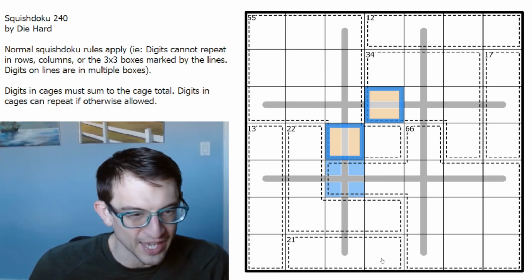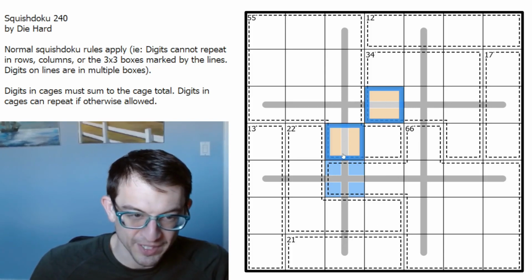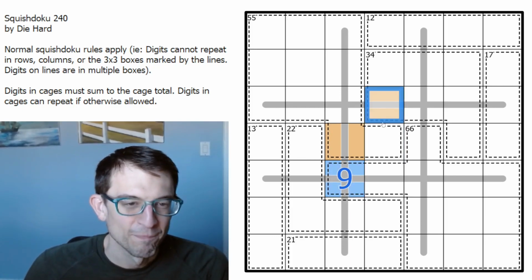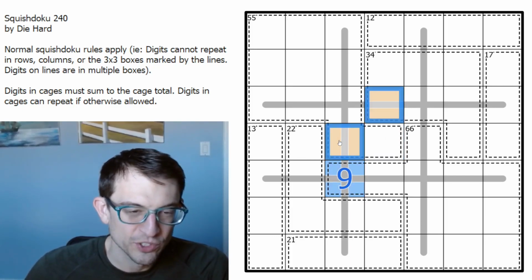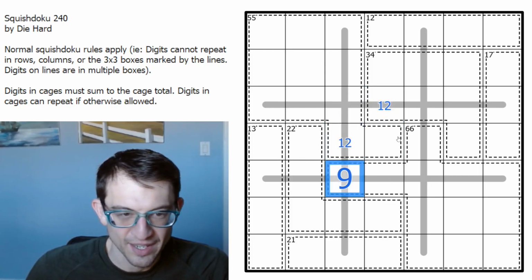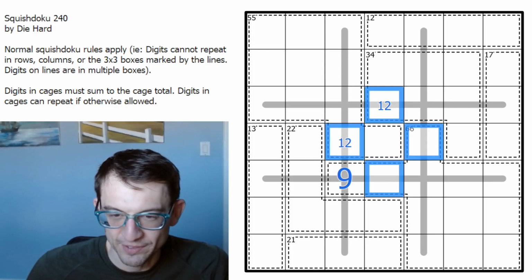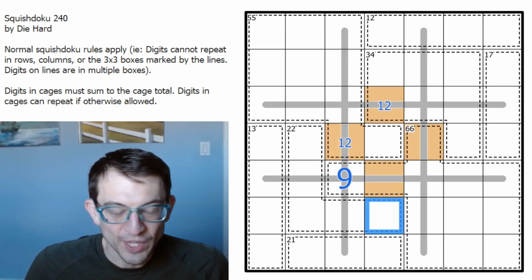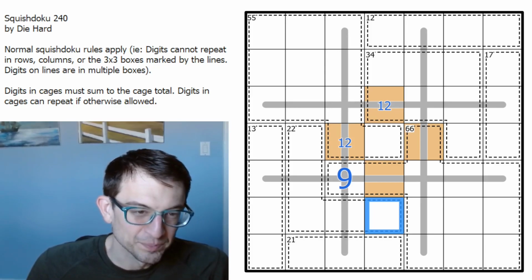The only way to do that, using the digits 1 to 9, recognizing that they all see each other, is to put a 9 here in the blue cell and 1 or 2 in the orange cells. And I'm actually going to bring the orange back because we're going to need that in a second. So that's step 1. That's the first part of the break-in.